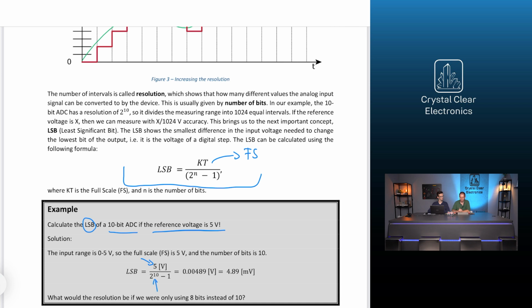So the LSB is equal to 5 volts divided by 2 to the 10th minus 1, so 5 volts divided by 1023, which is approximately 4.89 millivolts. From the previous example, it is clearly visible that ADCs have to be selected carefully. In reality, an engineer must always pay attention to price as well. The more accurate, higher resolution analog to digital converter we choose, the more expensive it will be. And for high volume devices, this is a very important aspect.